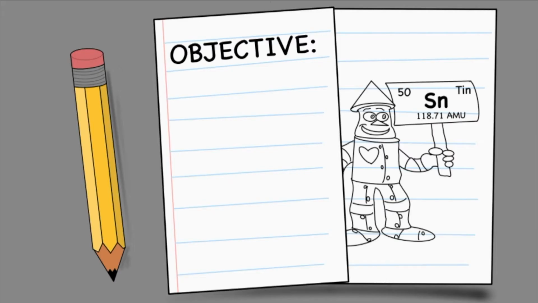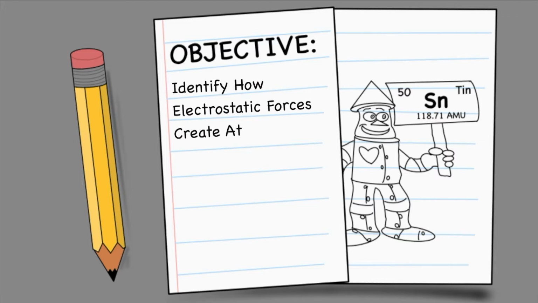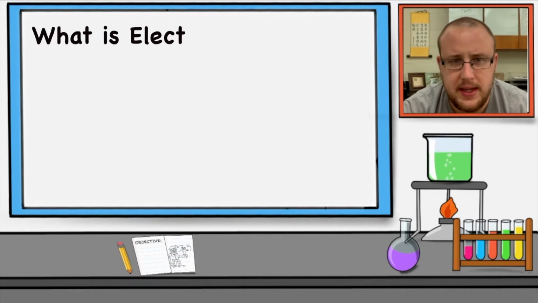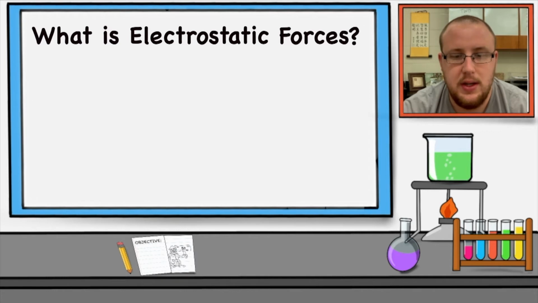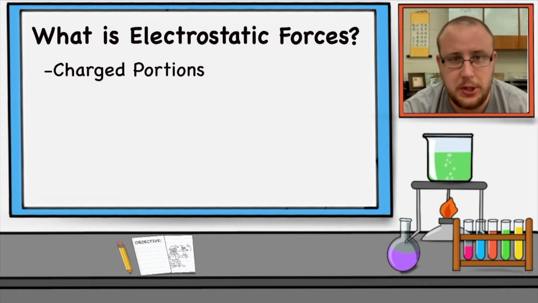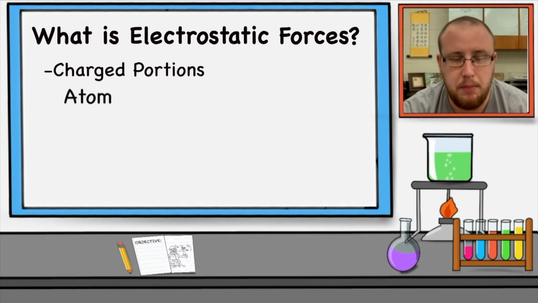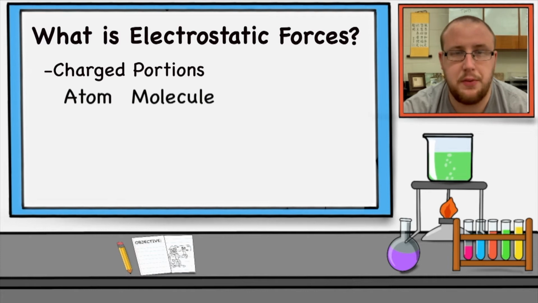Like always, we have to have a clear direction of where we're going, so we're going to talk about our objective. Okay, so today's objective is to be able to identify how electrostatic forces create attractive and repulsive forces within an atom or molecule. Okay, so let's start off with what exactly is electrostatic forces. Well, in its simplest form, electrostatic forces are charged portions of either an individual atom or a molecule, and how those forces interact with each other.